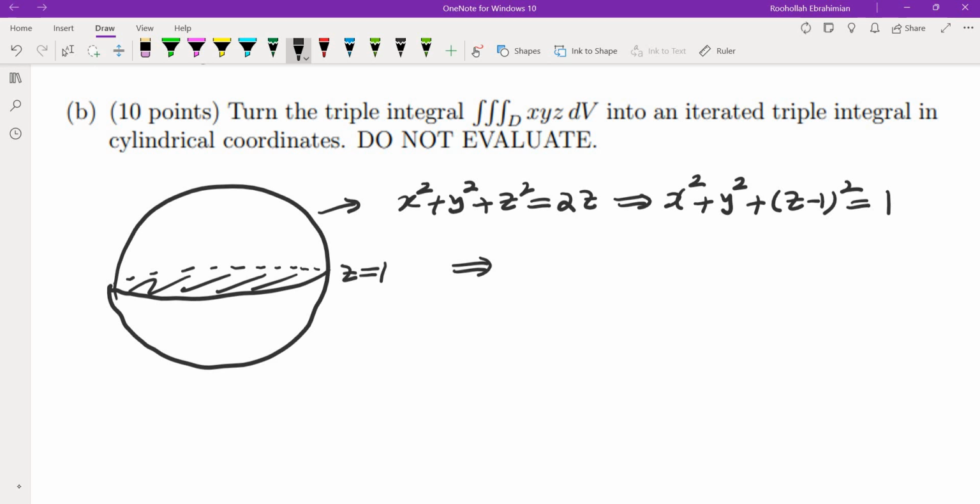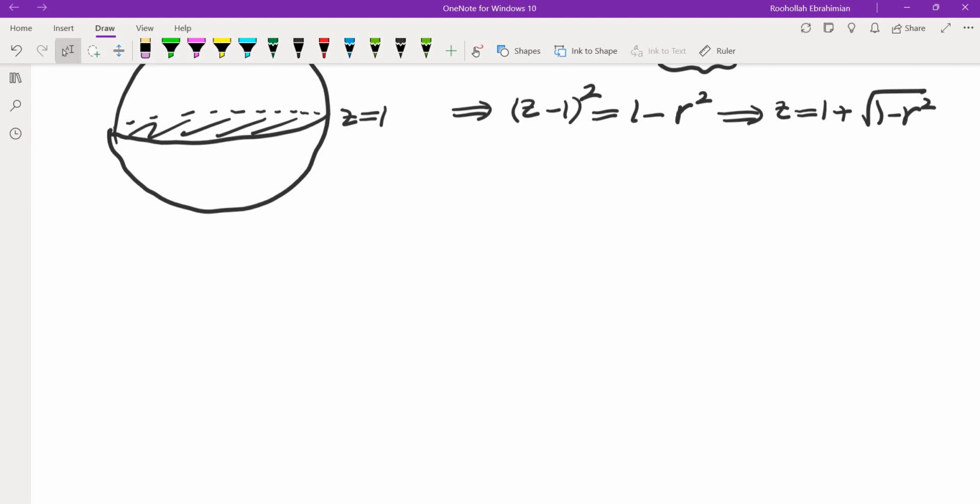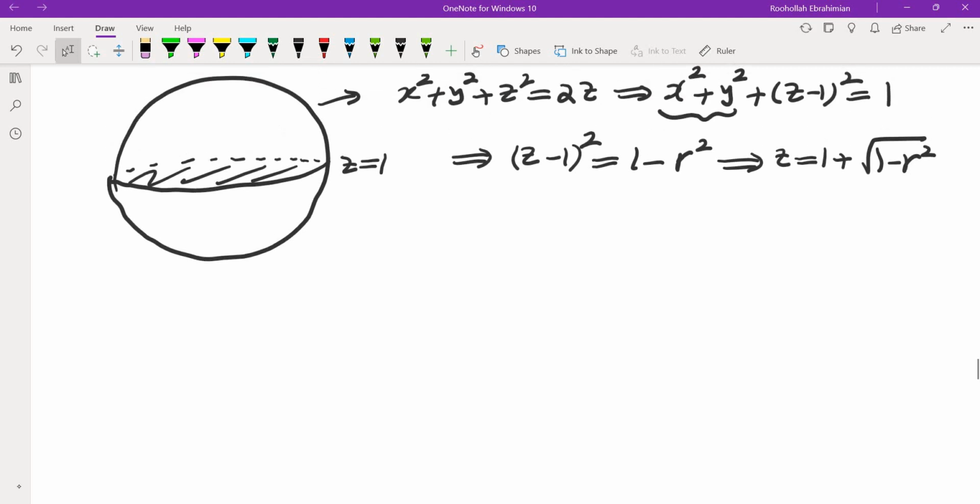And because it's cylindrical, we have to turn this into r, theta, z. So (z minus 1) squared is going to be 1 minus r squared. And because it's the top half, z is more than 1. So z would be 1 plus root 1 minus r squared. So this is the second limit for z. And then we need the limits of r and theta, which come from the intersection. So the intersection is, as we found earlier, the radius here is 1. So the intersection is a disk of radius 1. So this radius is 1.